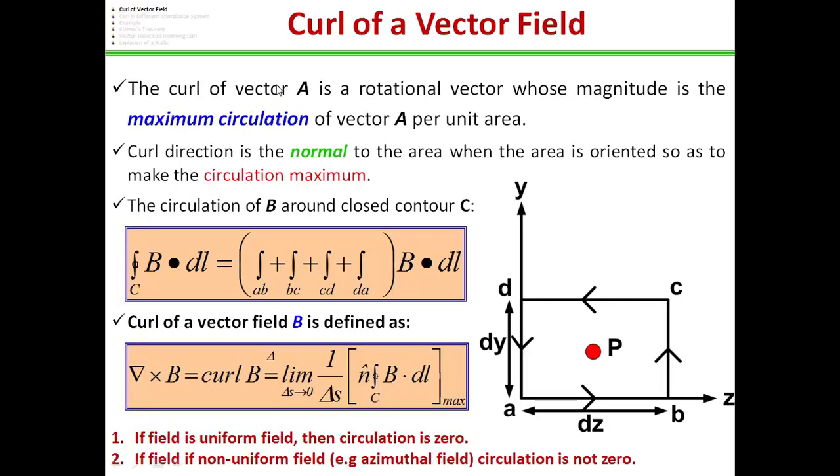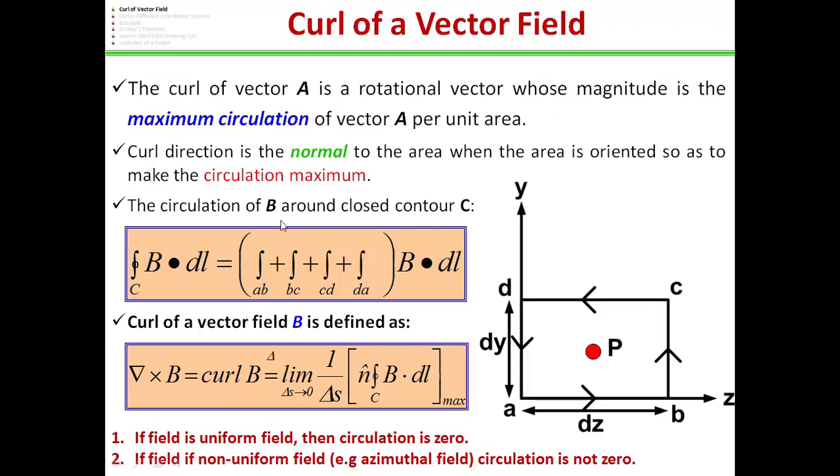So let's start. What is the curl of a vector field? Basically, the curl of a vector A is a rotational vector whose magnitude is the maximum circulation of vector A per unit area, and the direction of curl is normal to the area when the area is oriented so as to make the maximum circulation.